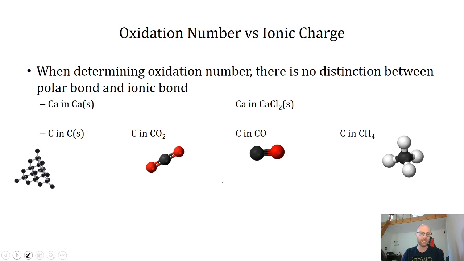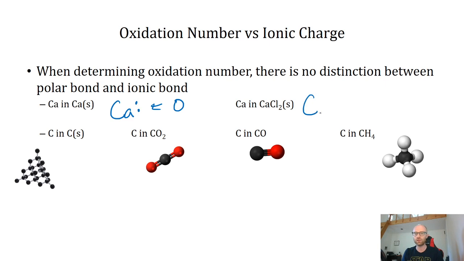So when determining the oxidation number, one of the biggest rules we're going to put down, which should show up later when we talk about the actual list of rules, is that we're going to treat a polar bond and an ionic bond the same way. That is to say, a calcium atom in a bulk calcium solid, well, the Lewis dot structure would look like this. That substance would be neither oxidized nor reduced, so we're going to call that 0. It's not oxidized, it's not reduced.